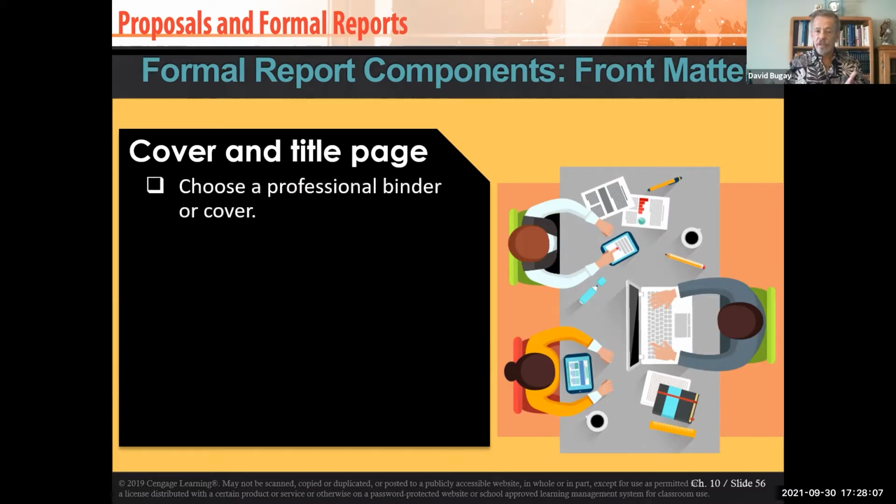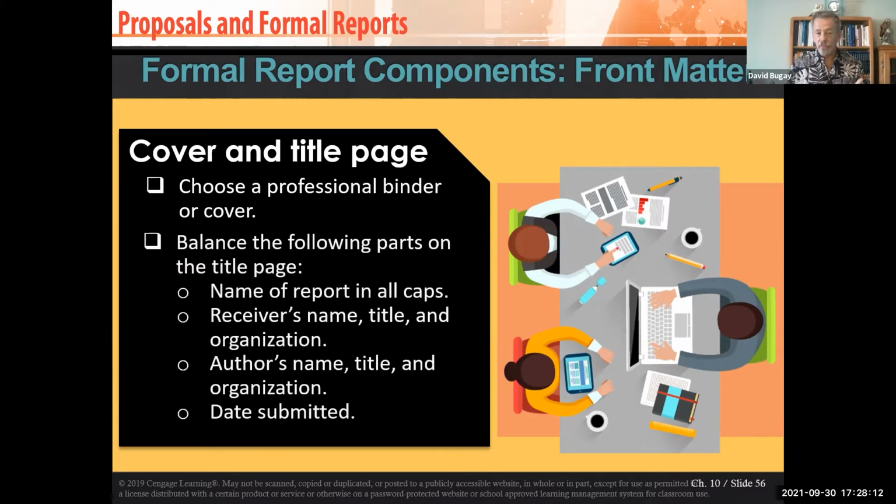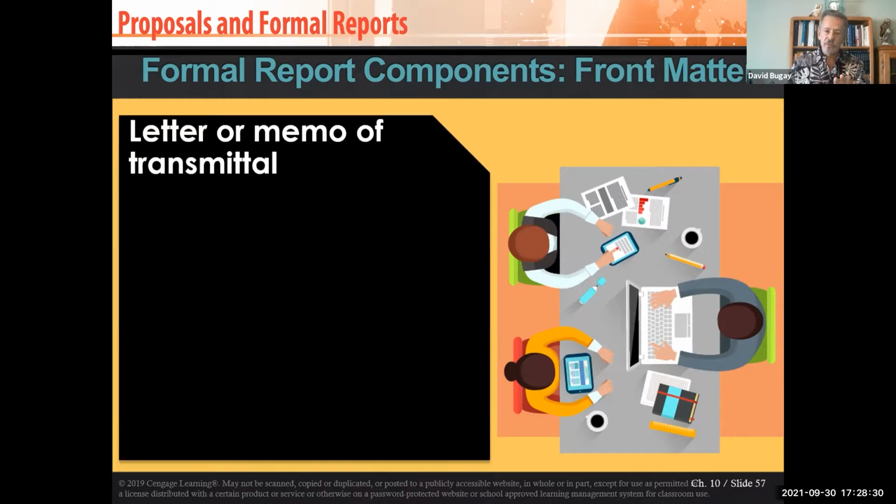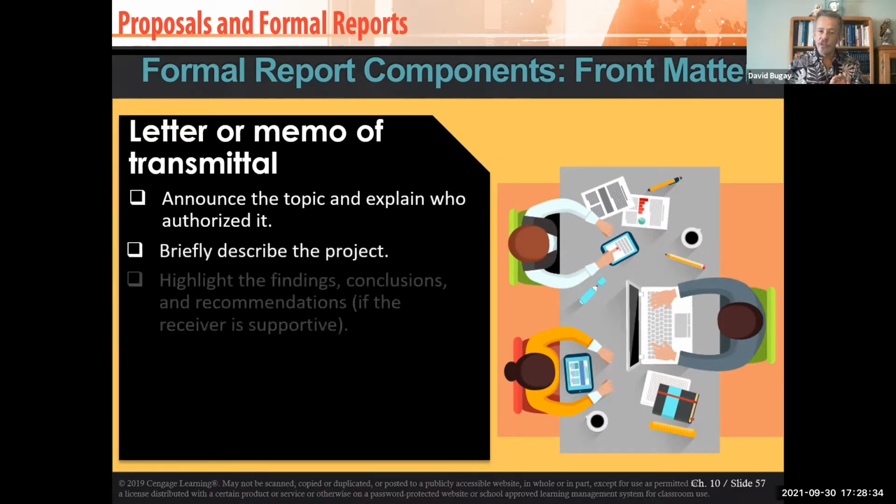So for your formal report, you choose a professional binder or cover. You want it really sharp because this is a formal report. You want to sit down and put the name of the report in caps, the receiver's name, title, organization, the author's name, title, organization, and the date submitted. All that goes on the cover and on the title page. The title page is a little bit more formal. The cover one just has the outside material, and it depends. Sometimes there'll be a specific format they're looking for.